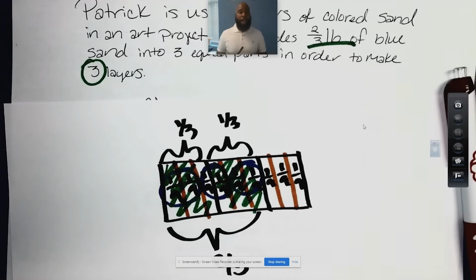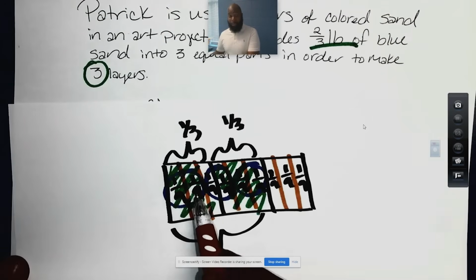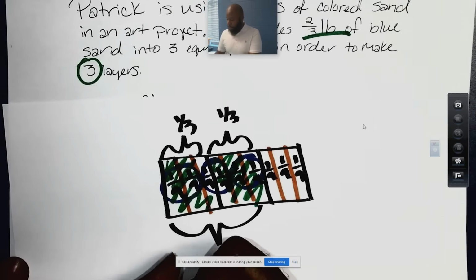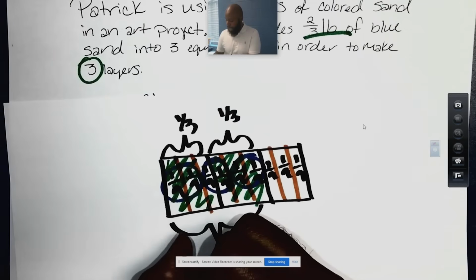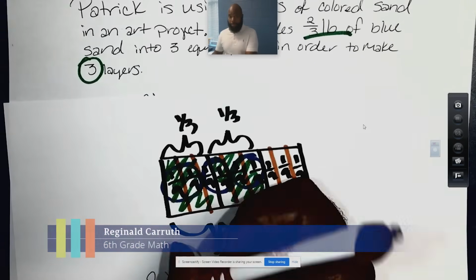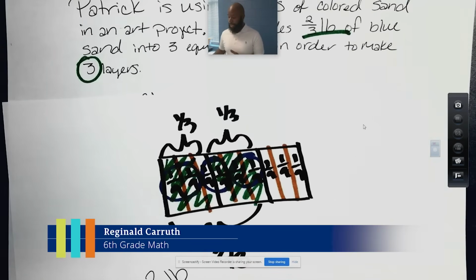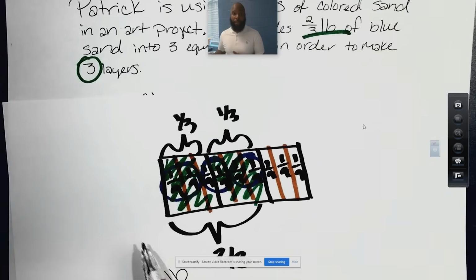All right, so again, how much sand does each layer contain? And what is the solution to this problem? So each one contains 1/9, 1/9, which is 2/9. So the solution of this is 2/9 pound. Each layer contains 2/9 pound of blue sand.